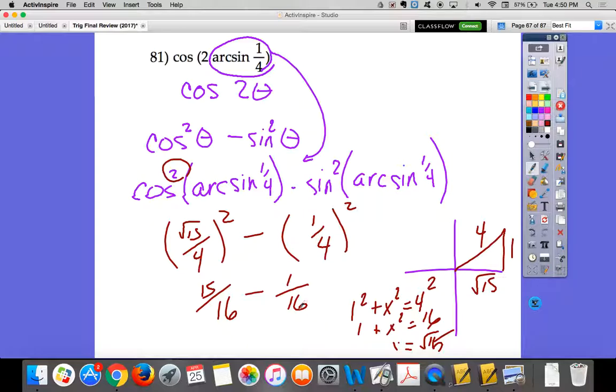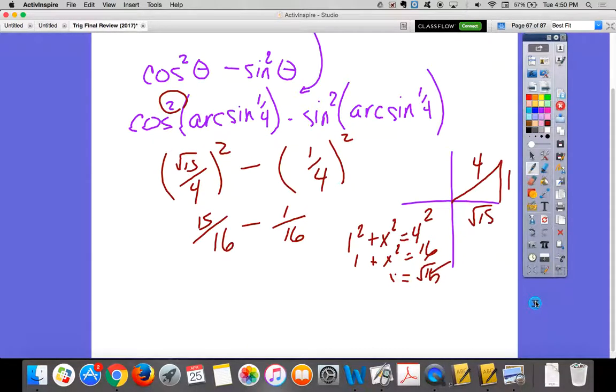Thankfully, the denominators are already the same. And so that's going to give us 14 over 16, which, yes, you're required to reduce. That's 7/8. So it started out kind of nasty, but just realize that what they gave you was a double angle formula, and the angle was just a little odd.